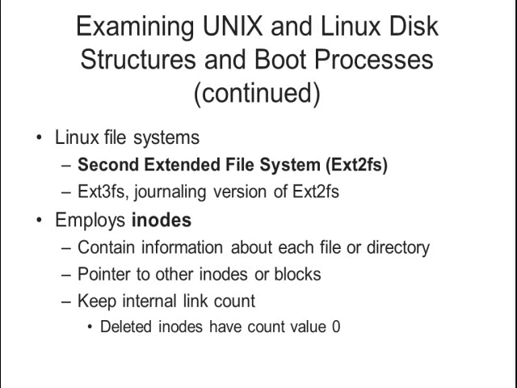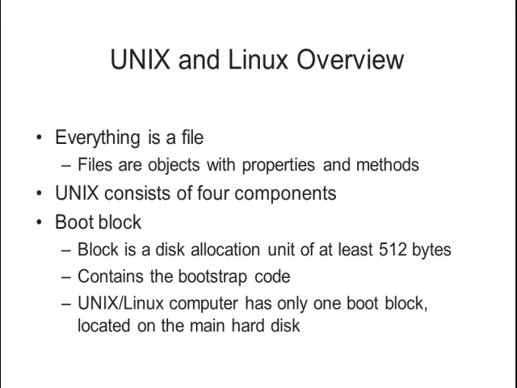Linux file systems include EXT2FS and then the journaling version of EXT2FS called EXT3FS. It employs inodes, which contain information about each file or directory with pointers to other inodes or blocks to keep the internal link count, and deleted inodes have a count value of 0. A main point about Unix and Linux: everything is a file. Files are objects with properties and methods.